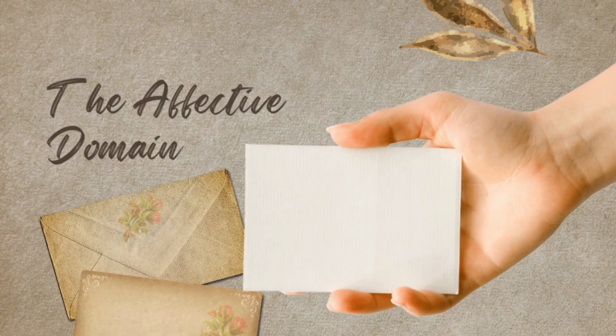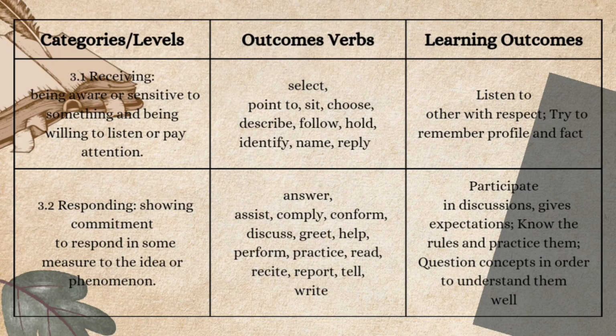Now let us go forward to the affective domain. In the affective domain, the first level will be receiving. Receiving is being aware or sensitive to something and being willing to listen or pay attention. So outcome verbs are point to, sit, choose, describe, follow, hold, identify, name, and reply. Learning outcomes, for example: listen to others with respect, try to remember a person's profile and facts.